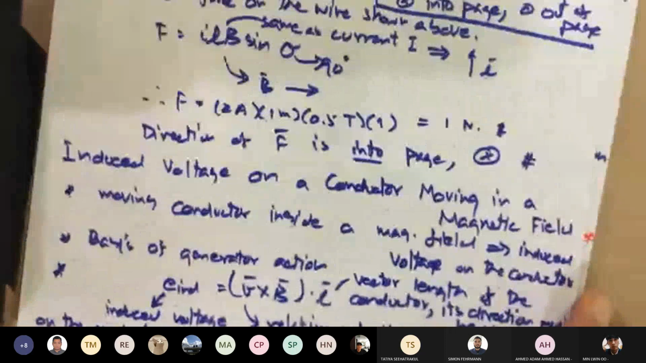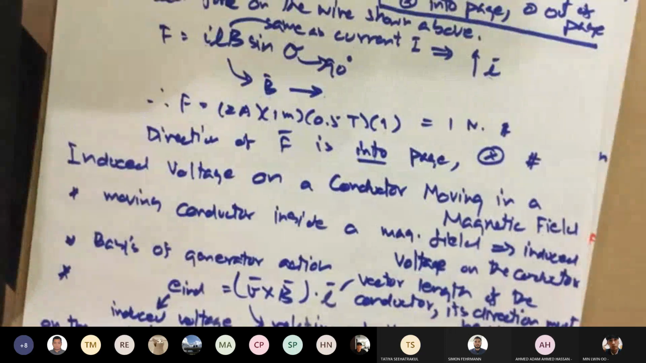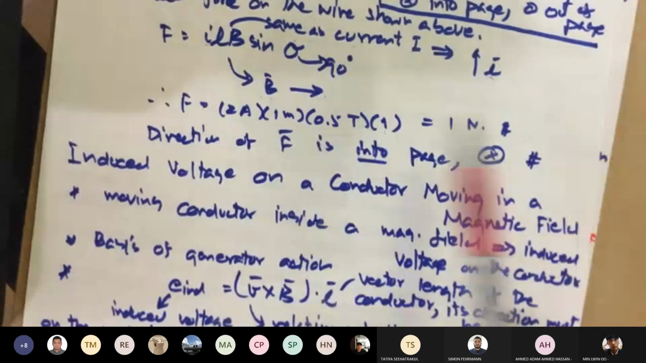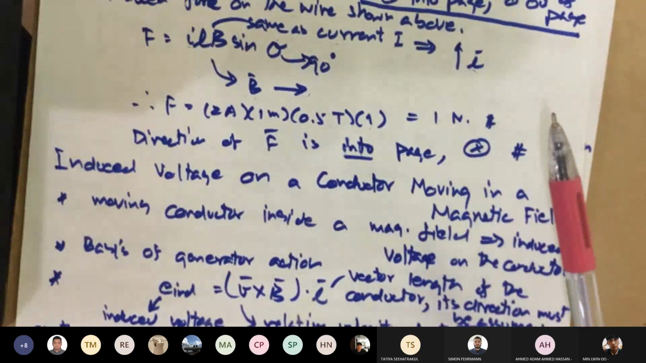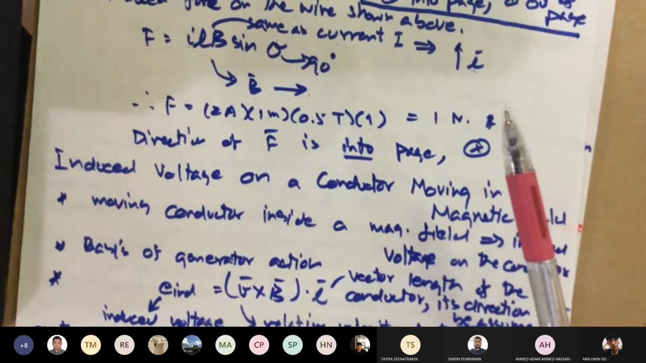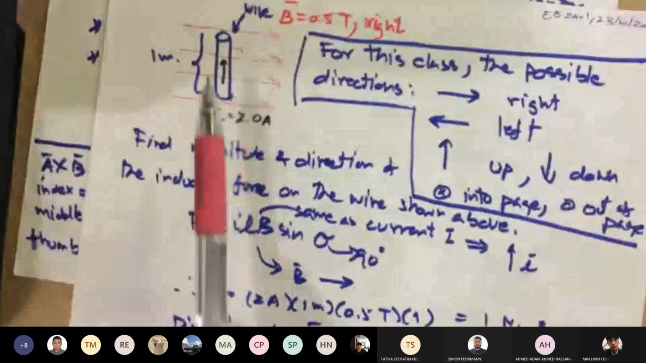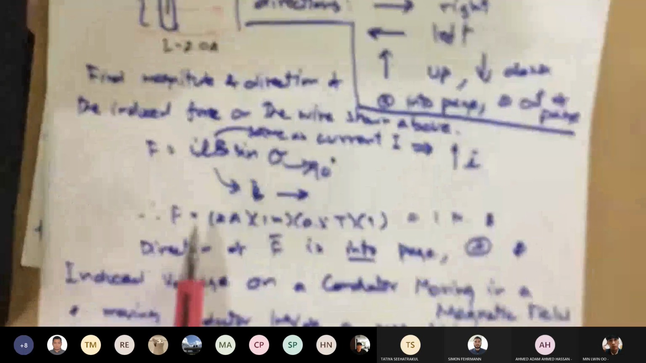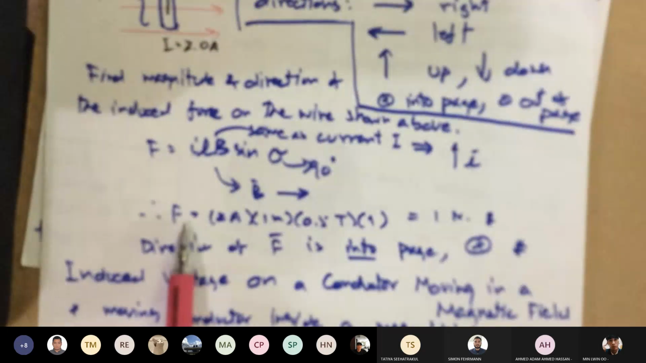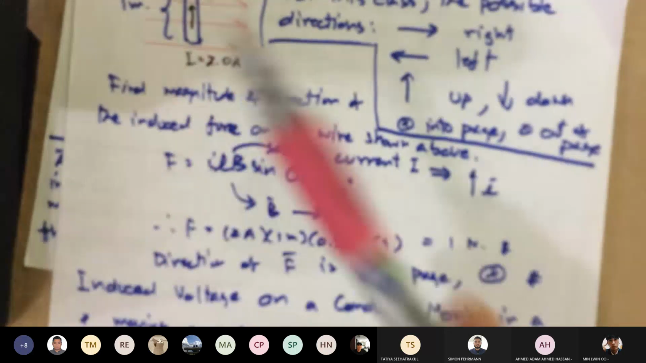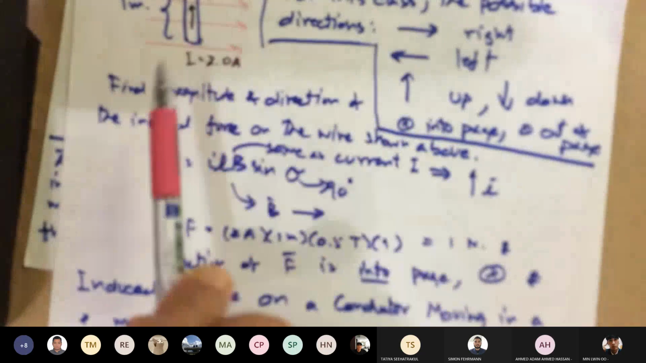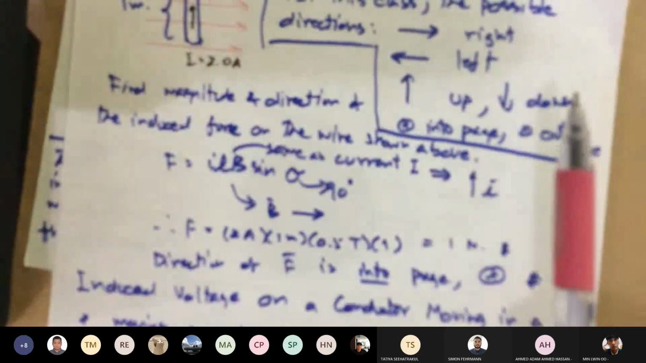If you have time in the class, we'll do more examples on this. I'm just going to move on to the next topic. This is the basis of motor action, because you inject a current, you have a force. So the wire or the conductor is going to move as long as you have the current in that direction. It's going to move into the page, and assume that your magnetic field is also into the page.